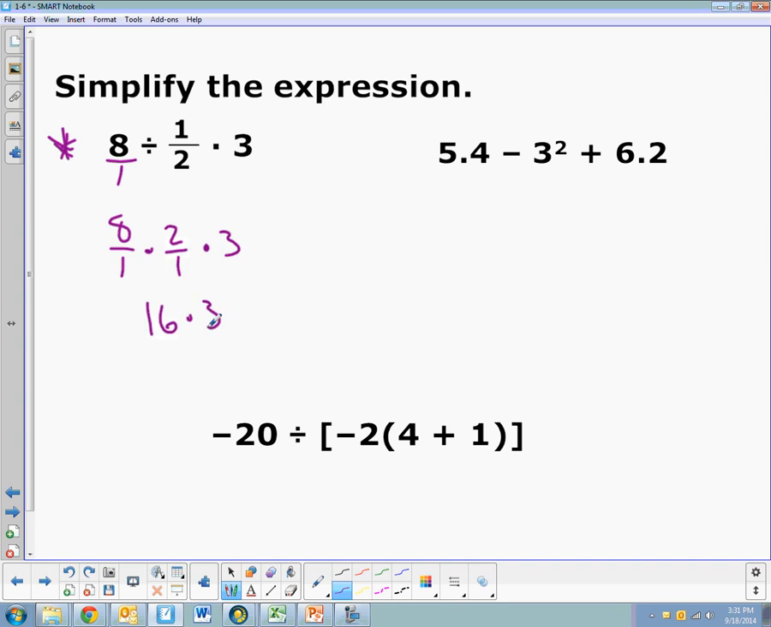You need to really think about this and be meticulous. They're going to be difficult. 16 times 3 then, a little mental math, 30, 48, I believe. And that'll be my final answer.